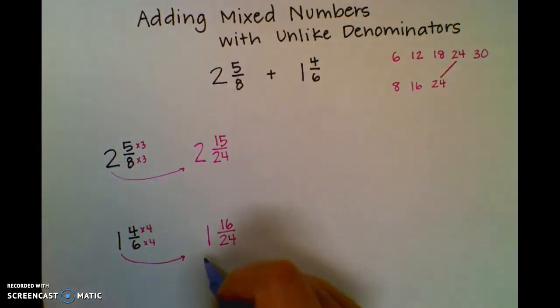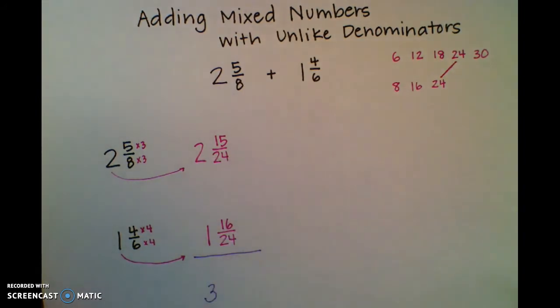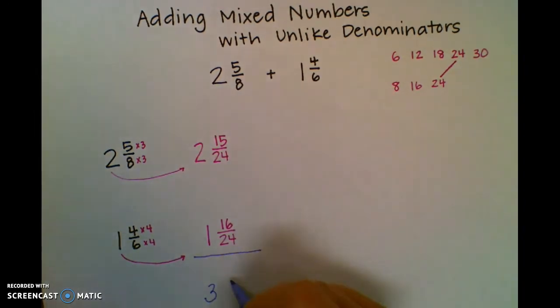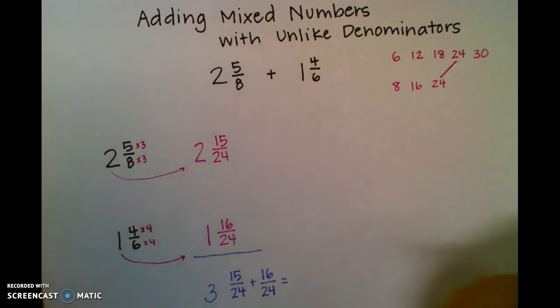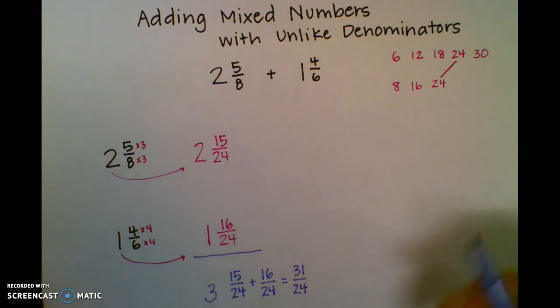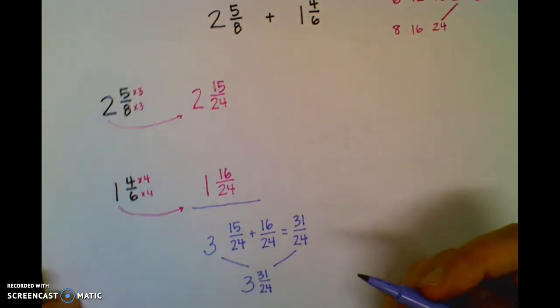And when I do that, I'm going to add my whole numbers. 2 plus 1 is 3. And then when I add my two fractions together, 15/24 plus 16/24. So let me go ahead and write that here real fast. 15/24 plus 16/24, I know that I'm going to get 31/24. So that means it's 3 and 31/24. But, like we talked about, oops, I went off the video, I'm sorry.